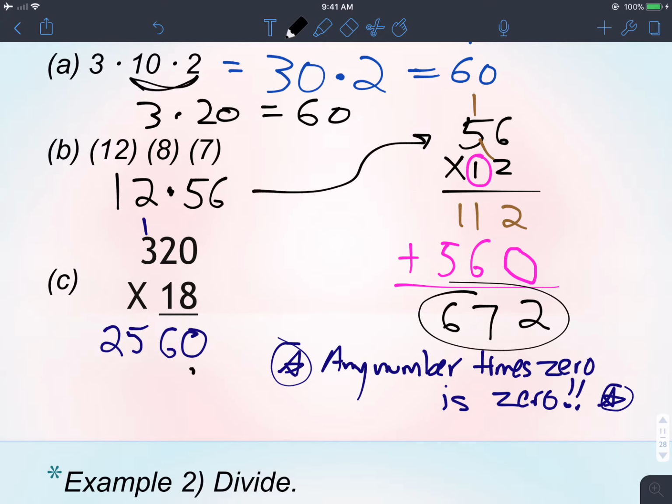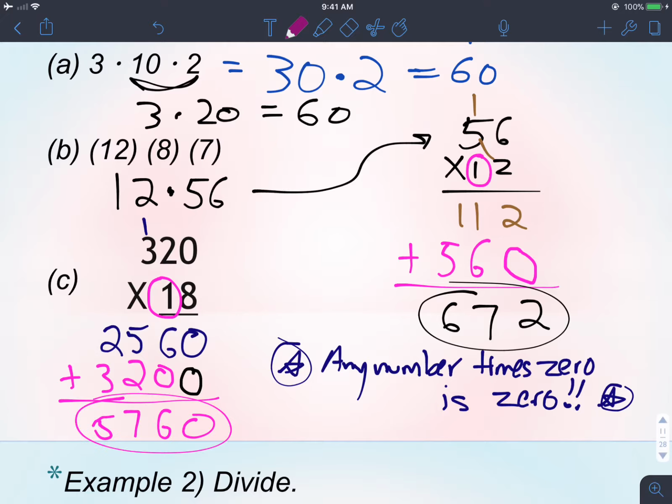Move on to the 1. 0 for a placeholder. And now look at the 1. 1 times 0 is 0. 1 times 2 is 2. 3 times 1 is 3. $5,760.